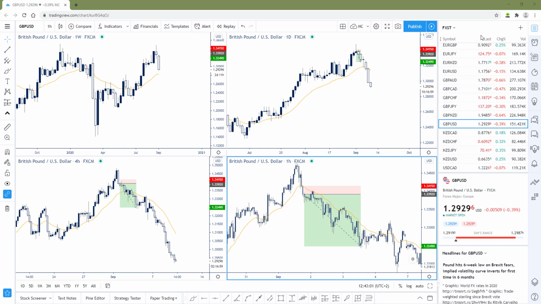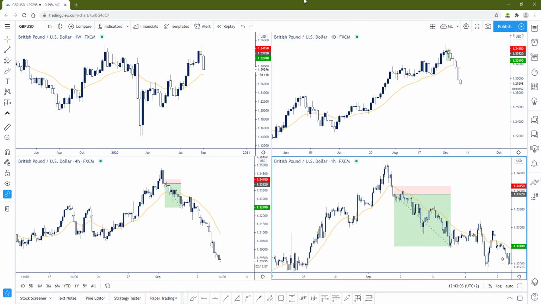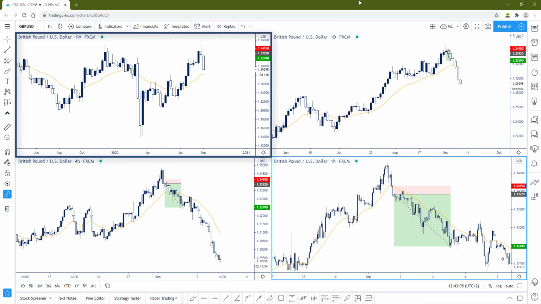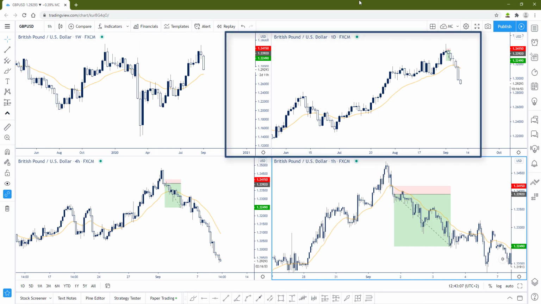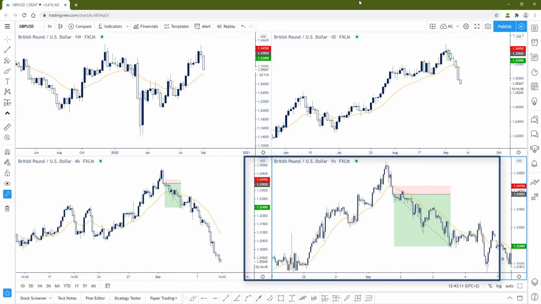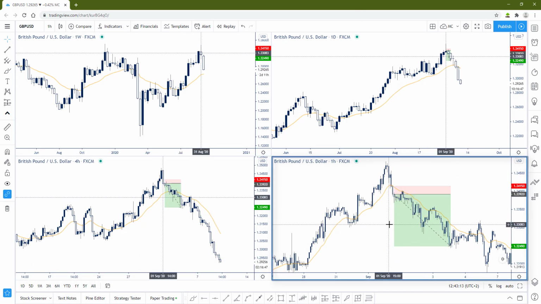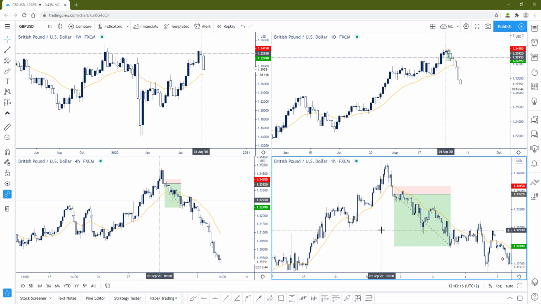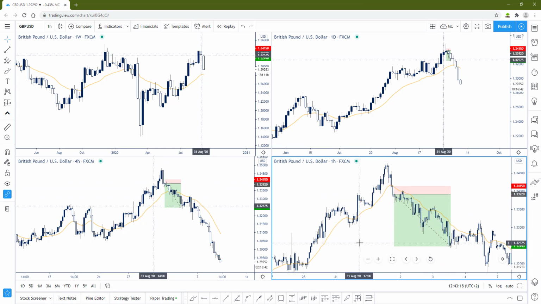Now in front of you here you can see that I have 4 time frames on my chart. In the top left I have the weekly chart, top right the daily chart, bottom left the 4-hour chart, and in the bottom right I have the 1-hour chart. You can also see here that I have Sharpa's trade marked on my chart, where you clearly can see the entry, the exit, and also the stop loss of this trade.